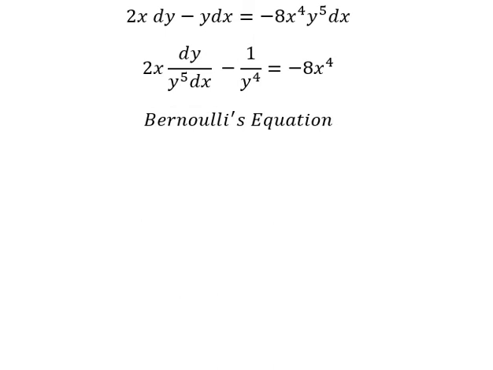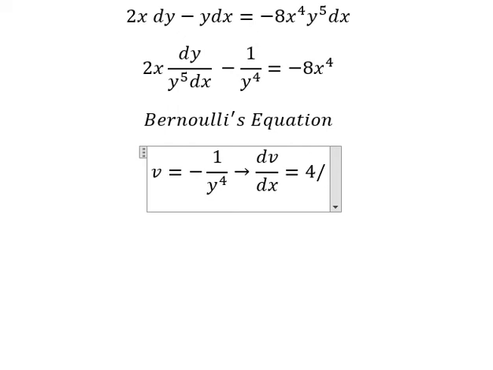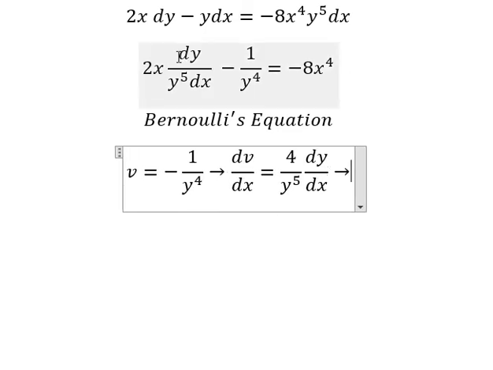So I will put v equals negative 1 over y to the power of 4. So if we do the first derivative of both sides, we have positive 4 over y to the power of 5. Because if we do the first derivative of this one, we have negative 4 over y to the power of 5, but because we have another negative in here, that's why you get positive in here. And we have dy over dx. Because we don't have number 4 in here, we put number 4 to the left.